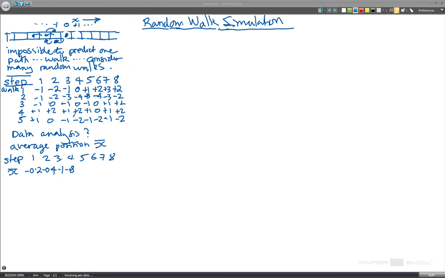The fifth, the average position there is going to be, let's just do this one in a bit more detail. Let's just highlight these numbers. Plus 1, minus 3, minus 1 is minus 3. Plus 1 is minus 2, minus 1 is minus 3 again. So that's minus 3. We have 5 walks, so minus 3 divided by 5 is going to be minus 0.6. For the sixth step, plus 2, minus 2, and minus 4, that's overall minus 4, so that's minus 0.8.